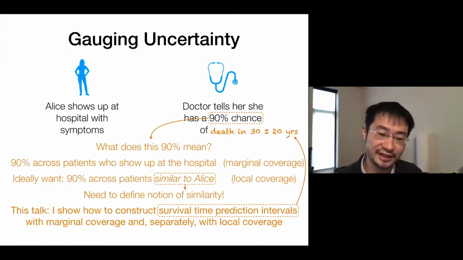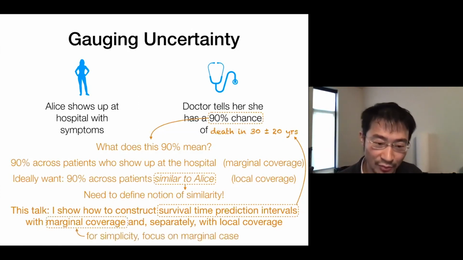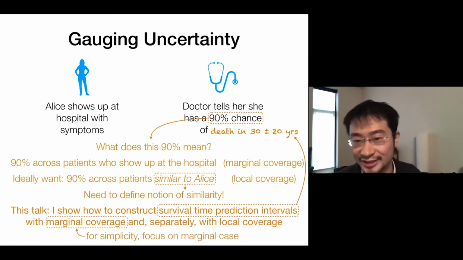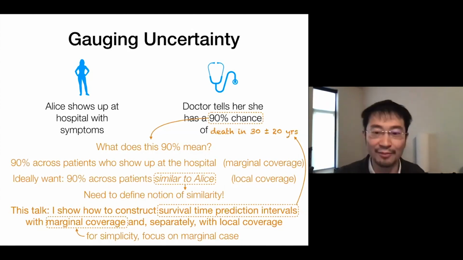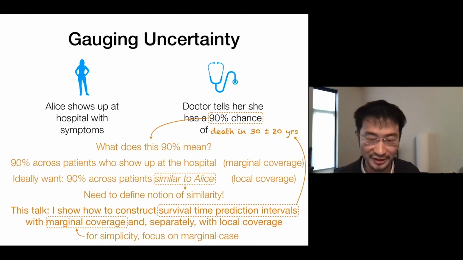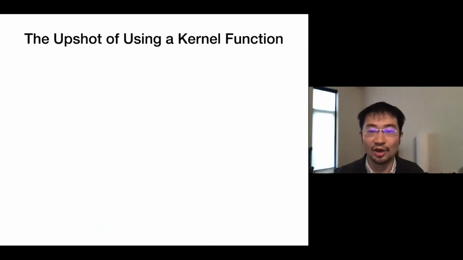Getting back to what I was saying earlier, for simplicity in terms of exposition, I'm going to focus on the marginal coverage case simply because it's easier to present. I will say how to get these for local coverage, but my presentation for that will be a bit terse. All right, hopefully it's clear what the main two things I'll be talking about in this talk are.